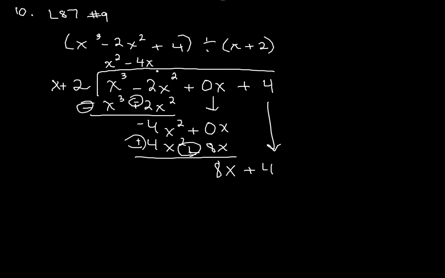And we start all over. So we get plus 8. 8 times x is 8x. 8 times 2 is 16. Change your signs and you add and you get negative 12. So you just take your remainder, you put it up here, negative 12 over x plus 2. Any questions on that?